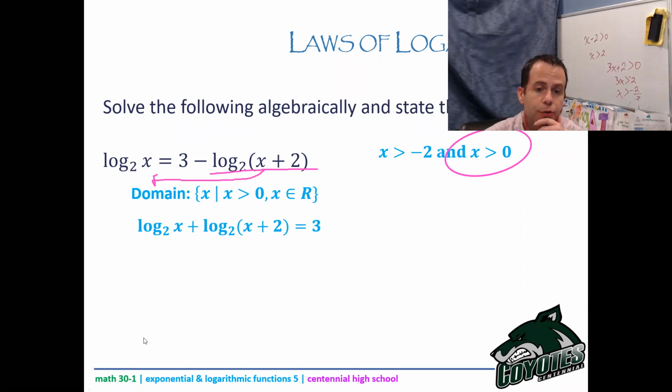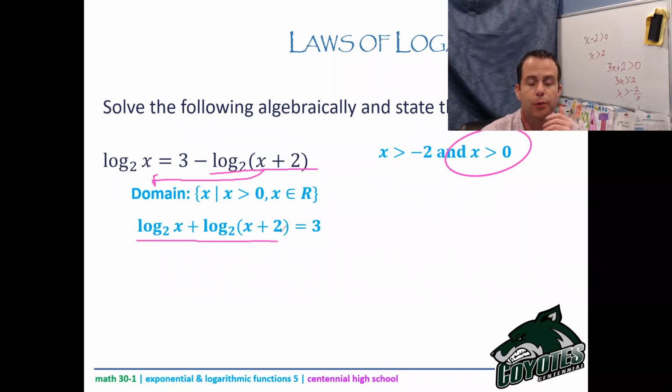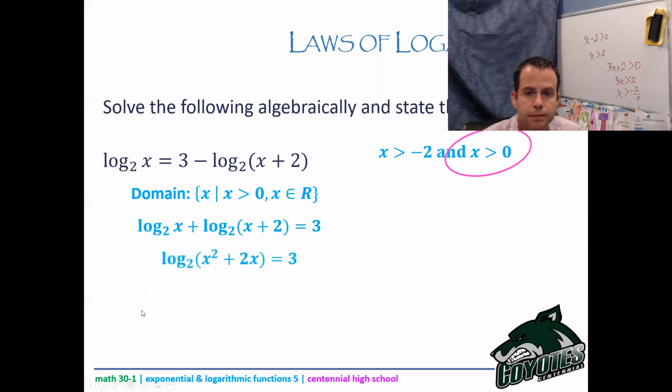Now I want to combine these two logs together. When we are adding logs of the same base, they can be written as a single logarithm if I multiply the things I was taking the log of. So I just have to multiply x times x plus 2, which gives me x squared plus 2x. Okay, now I'm ready to convert. Because I have a single log here, I'm ready to convert to exponential form. So this will become x squared plus 2x by itself, and it will equal 2 to the 3.